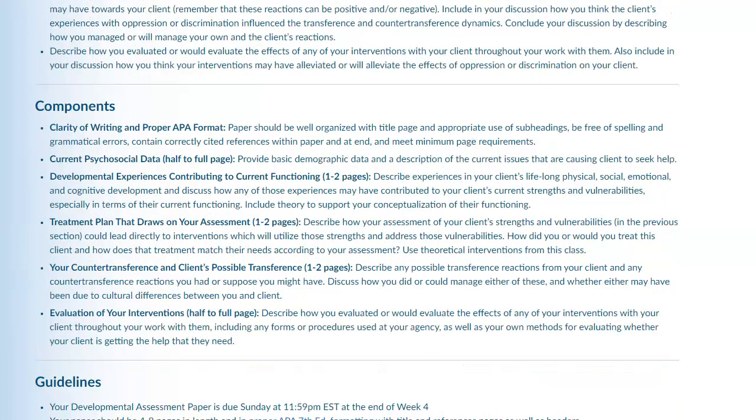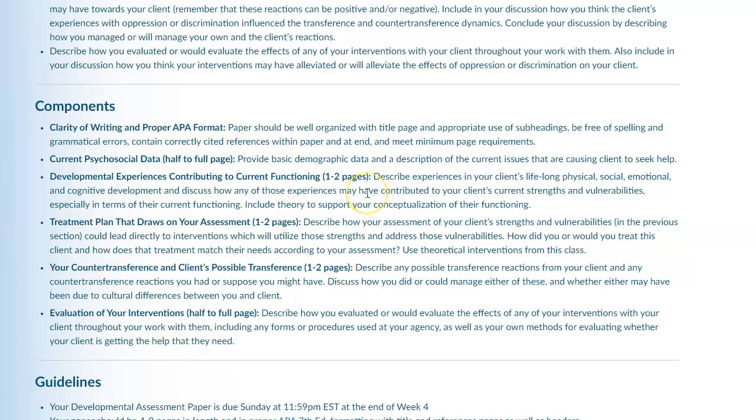Here you can just see a general overview of how this paper is going to be graded and how the setup of the paper is going to look. So you'll see here that there's a recommendation for the amount of pages that you might be writing. Really, the middle section is going to be the bulk of the paper. So the assessment of development, the treatment plan, countertransference, and transference reactions. But please do make sure that you have all components of this paper.